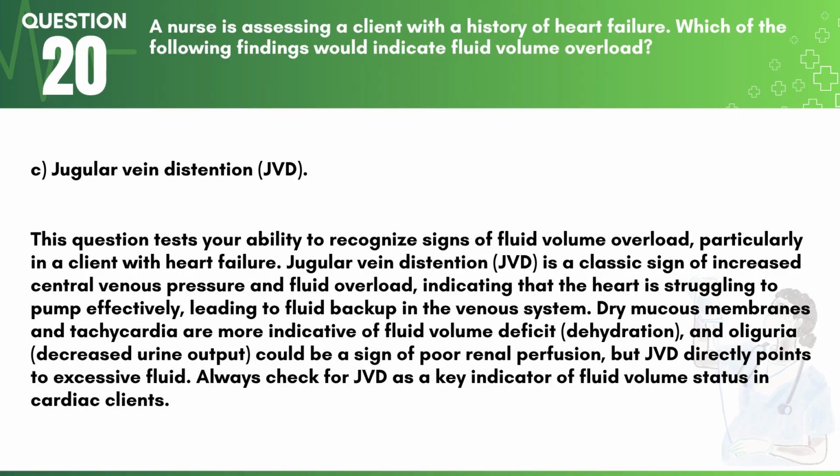Dry mucous membranes and tachycardia are more indicative of fluid volume deficit. Dehydration and oliguria, decreased urine output, could be a sign of poor renal perfusion, but JVD directly points to excessive fluid. Always check for JVD as a key indicator of fluid volume status in cardiac clients.